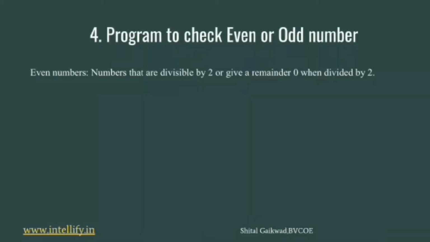Our next program is to check even or odd number. So you will ask the user to enter a number, and then your program should check whether that number is even or odd. If it's even, then the output should show that the number is even number. If it's odd, then the output message should be the number is odd. So let's see how it's done.